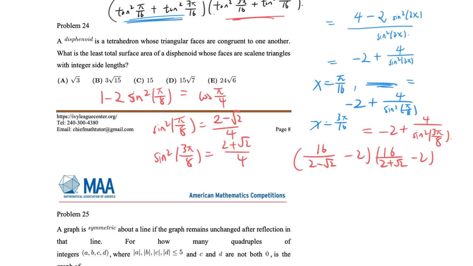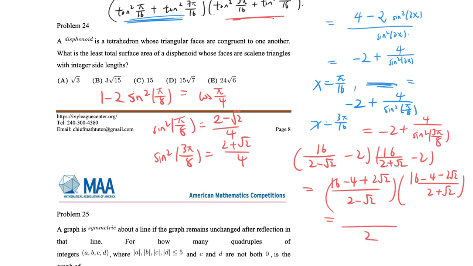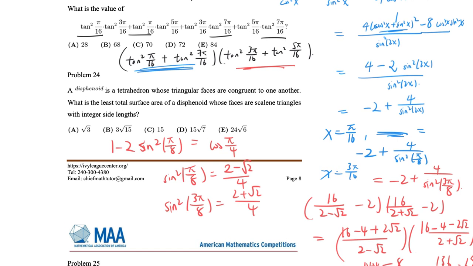And this is equal to, you can put the 2 in, so that's 16 minus 2 plus 2 root 2 over 2 minus root 2 times 16 minus 2 minus 2 root 2 over 2 plus root 2. Multiplying them together, you get denominator 2, numerator 144 minus 8. So that's going to be 136 over 2, and that is 68. So the answer is B.